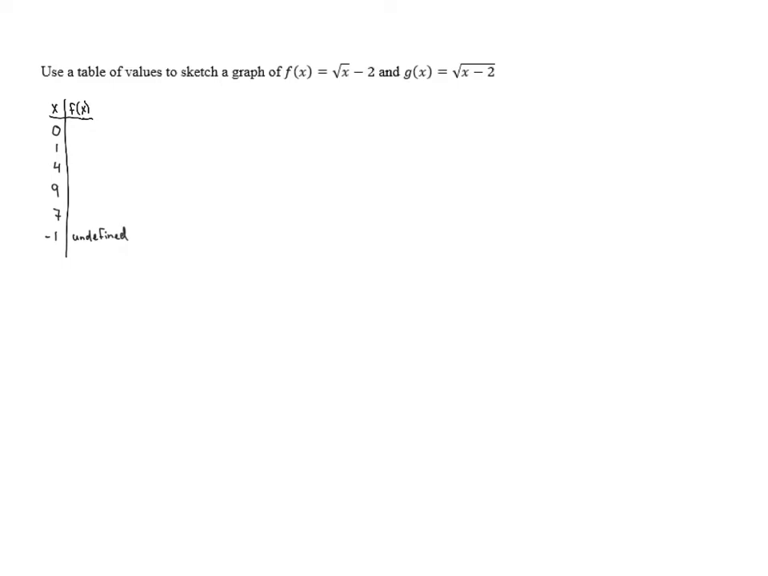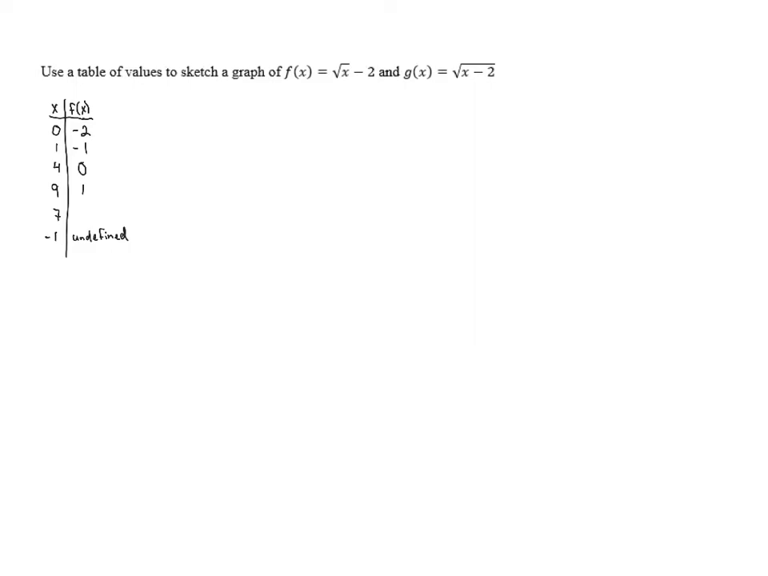So let's evaluate these square roots. When x is 0, the square root of 0 is 0, and 0 minus 2 gives us negative 2. When x is 1, the square root of 1 is 1, and 1 minus 2 is negative 1. When x is 4, the square root of 4 is 2, and 2 minus 2 is 0. When x is 9, the square root of 9 is 3, 3 minus 2 is 1.